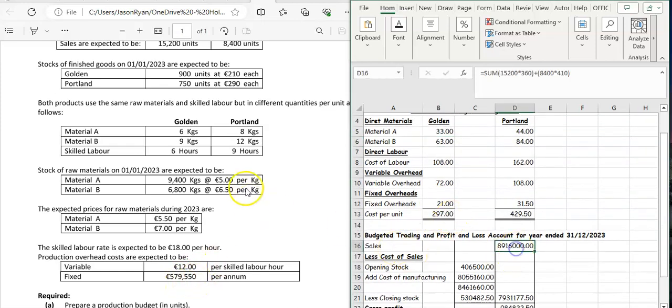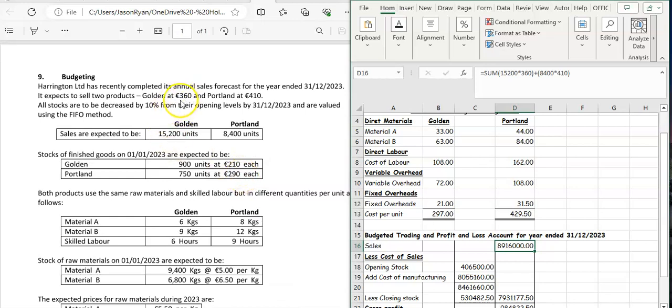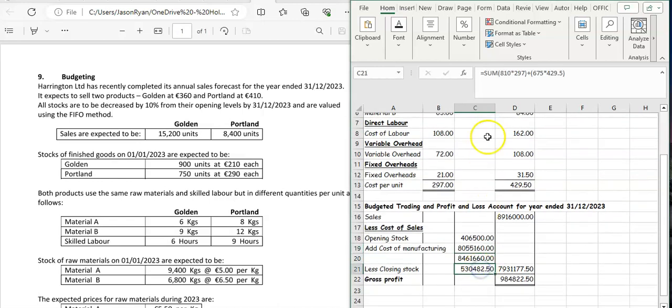And then your sales then, so we took the information from the start, 360 and 410 for Portland, we multiply that by the units that we calculated in part A. And then your opening stock, taken from the question, so 900 units multiplied by 210, and 750 multiplied by 219. The cost of manufacturing was taken from part C, and then your closing stock took the figures that we calculated in part A for closing stock 810 and 675, and we multiply them by the cost per unit for each of the products for golden and for Portland.